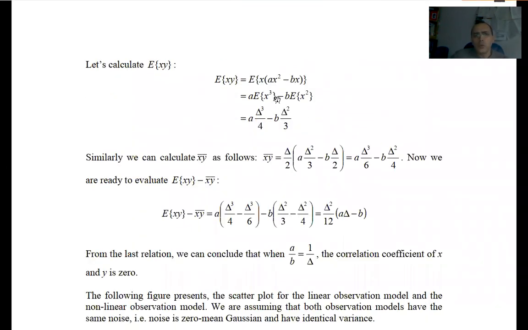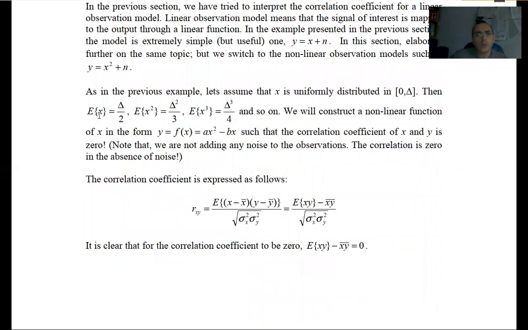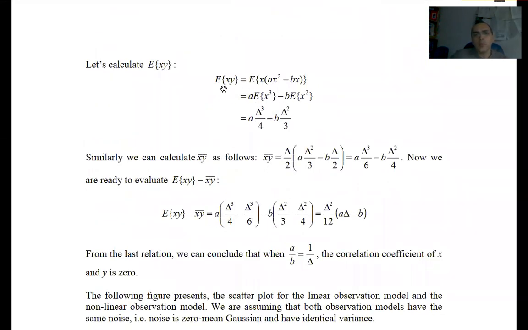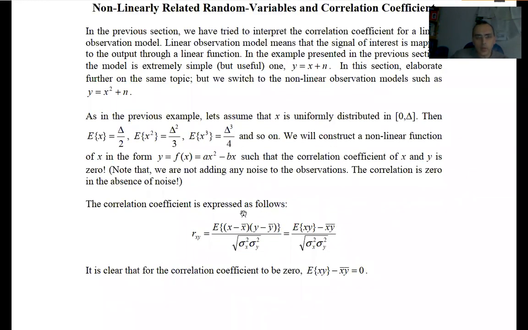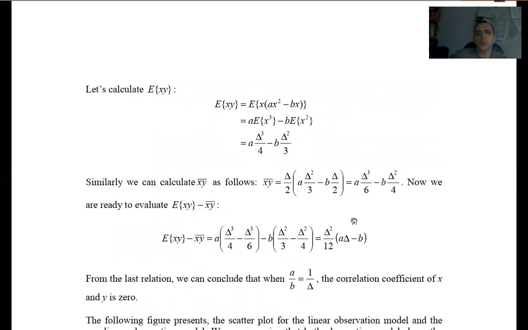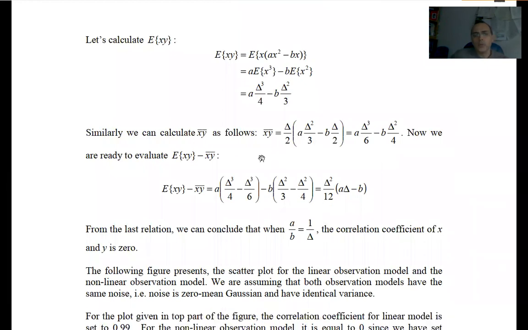Okay, so the expected value of x for a uniform distribution is delta over 2. The expected values of x squared and x cubed are easy to calculate. Now, if you do that, the expected value of the product of x and y is something like this. Now, for the correlation coefficient, what do I need? I need the covariance of x and y, which is the numerator term: the expected value of xy minus the product of the means. So if you calculate the product of the means and do the subtraction, you get a result like that.